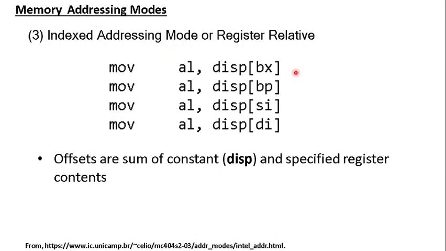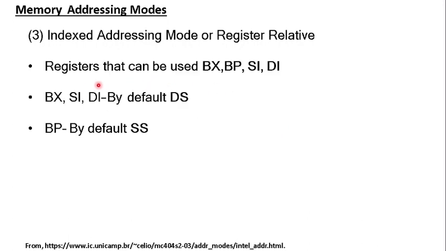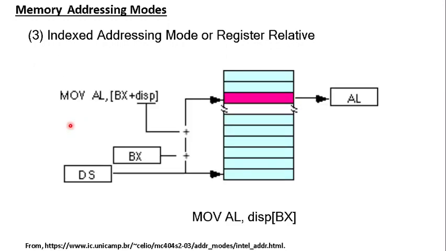The specified registers can be either BX, BP, SI and DI, and the displacement values can be 8 or 16 bit. As we have seen earlier, if we are using BX, SI or DI, the default segment that we are going to operate on will be the data segment, and if you are using BP, it means that we are going to operate on the stack segment. So this is a particular instruction that we are going to see.